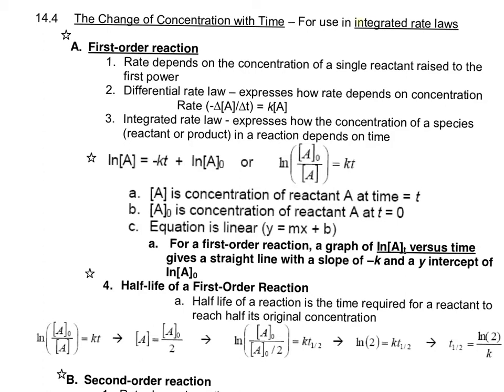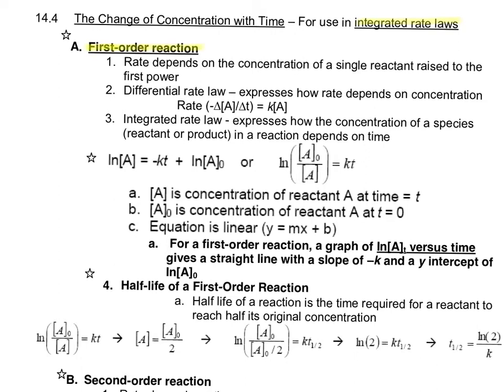14.4 is about integrated rate laws. Integrated rate laws are all about time. There are different integrated rate laws for first, second, or zero order reactions. You're going to have to do a little bit of memorization here to know which rate law goes with which order of reaction. There's lots of information here, but we are just going to focus on a few things.